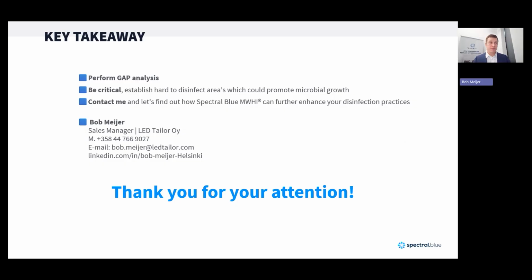And then to wrap it up, the key takeaways. Perform your gap analysis now and be critical. Establish hard to disinfect areas, which could promote antimicrobial growth.